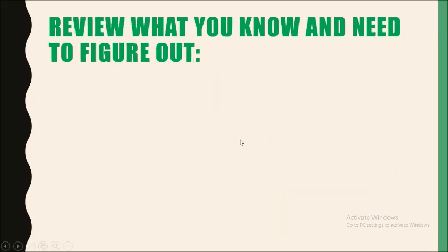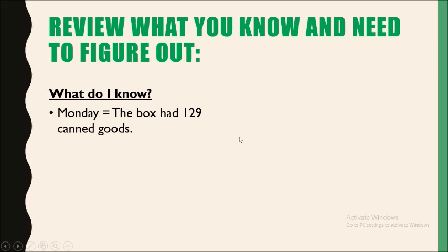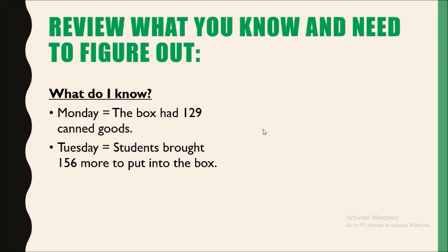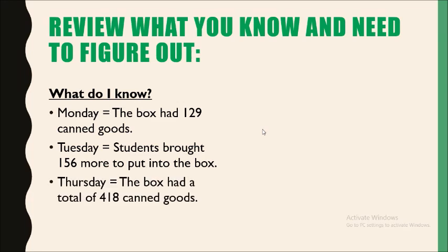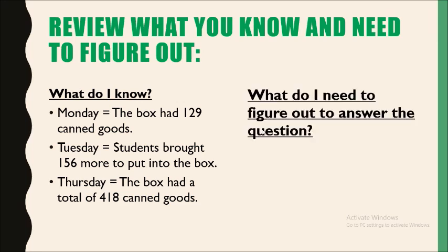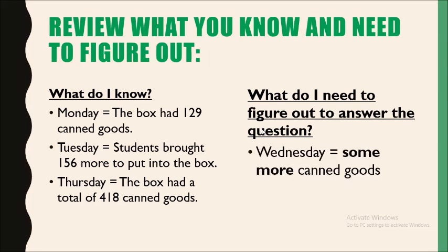Okay, let's review what you know and need to figure out. So, what do I know? I know that on Monday, the box had 129 canned goods. I know on Tuesday, the students brought 156 more to put into the box. And I know on Thursday, the box had a total of 418 canned goods. Let's review what you need to figure out to answer the question. We need to figure out Wednesday because on Wednesday, it only stated that there were some more canned goods. And some represents a part missing.